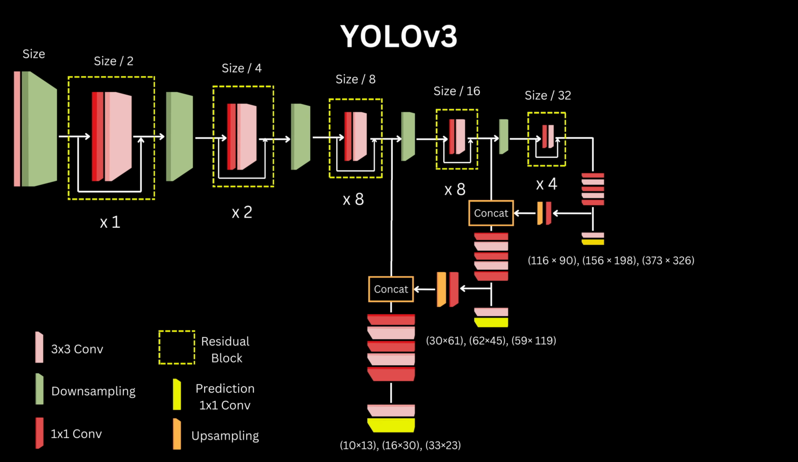The formulation for channels in the final prediction layer remains same as YOLOv2, that is number of prior boxes times 5 plus C, making it 255 for Coco dataset, where the number of classes is 80. And this will be the number of channels in all the 3 1x1 convolution layers that are going to act as our prediction layers.